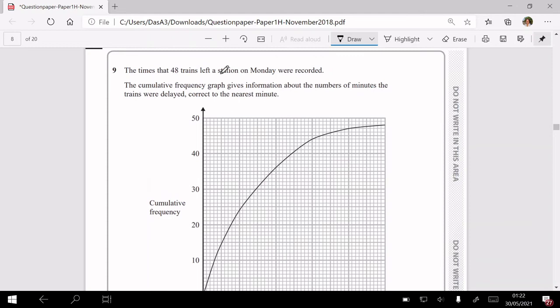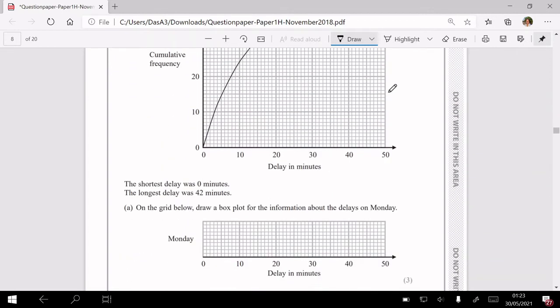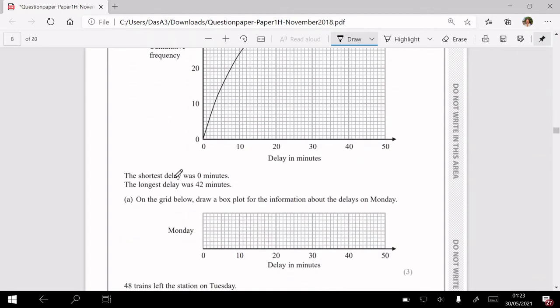This is a very interesting one. The times that 48 trains left a station on Monday were recorded. The cumulative frequency graph gives information about the number of minutes the trains were delayed. Correct to the nearest minute, the shortest delay was 0 minutes, the longest delay was 42 minutes. On the grid below, draw a box plot for the information about delays on Monday.